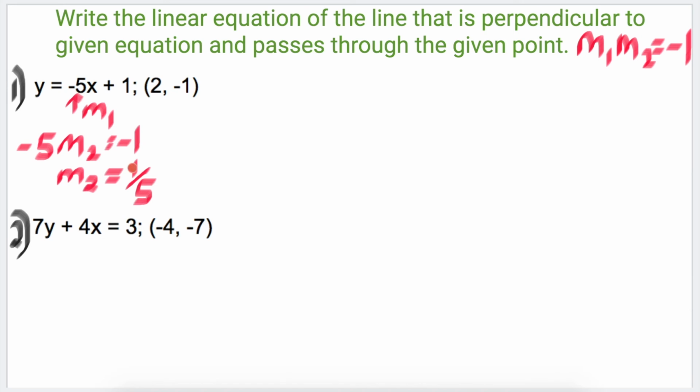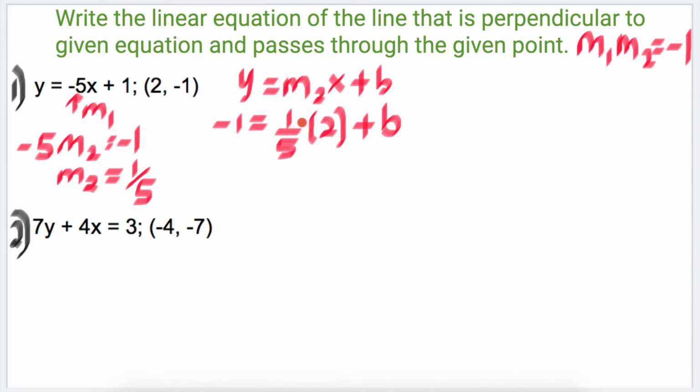And the next thing is, now we need to take that slope and use the slope-intercept form, which is y equals mx plus b, to figure out what the y-intercept is. So we're going to substitute the y value with the given y coordinate, which is negative 1. We're going to substitute the second slope with the slope that we just calculated, which is 1 over 5. And we're going to substitute the x with the positive 2, plus b.